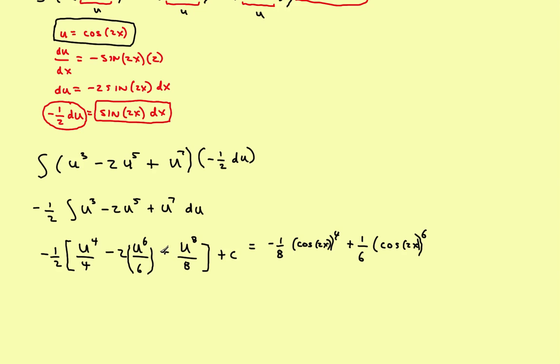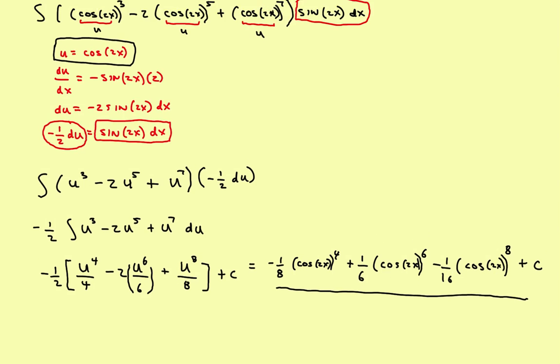And then finally, you've got this last term. So go ahead and multiply the 1/2 through. Negative 1/2 times 1/8 would give you negative 1/16. And again, you've got u to the 8th, but replace u with a cosine. So the cosine of 2x, the whole thing to the 8th power, and then tack on a plus c. So eventually, you get to this. And that's what the solution to the problem is going to look like.